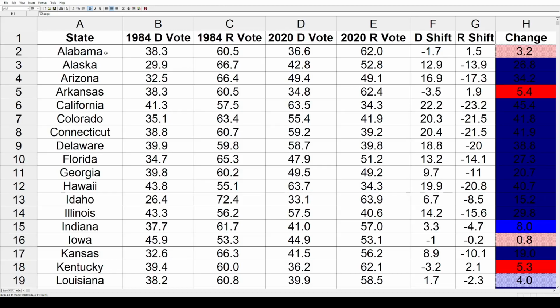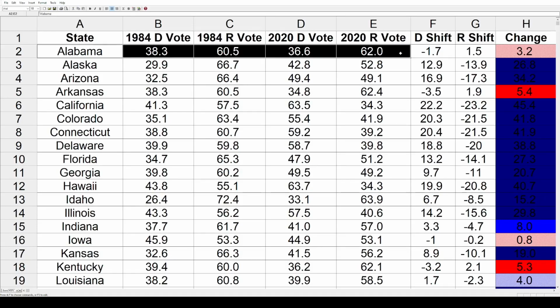So having said all that, let's not waste any time. Let's go through these states. And as always, we'll start in Alabama. In 1984, the Democratic vote, Walter Mondale, he got 38.3% of the vote. Ronald Reagan, the Republican, got 60.5%. Jump ahead to 2020, Joe Biden fell to 36.6%, and Donald Trump ticked up to 62%. That's a net loss of 1.7 from the Democrats, a net gain of 1.5 toward the Republicans, and a total net shift of 3.2 away from the Democrats and toward the Republicans.